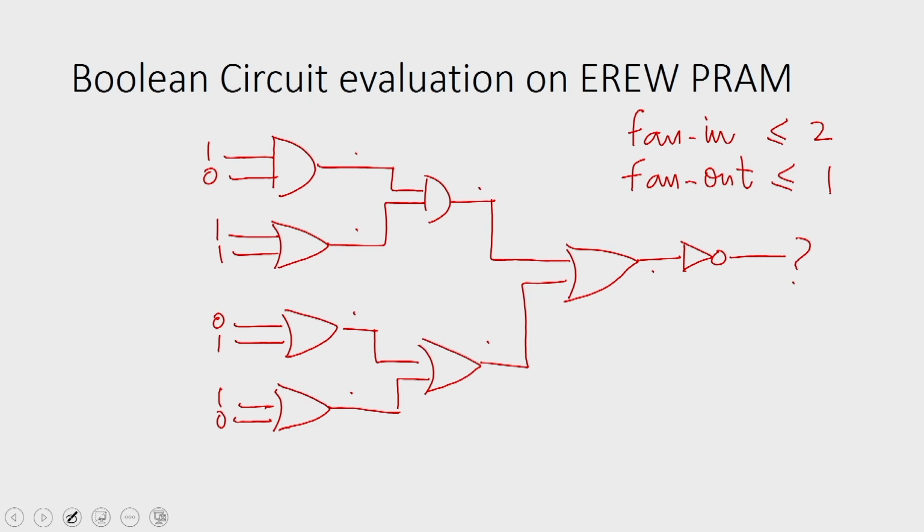That is, an output signal can be used by at most one input of another gate. So, in particular the output is not used at all. So, fan out could be 0 as well. So, let us say we are given a Boolean circuit of this form which is to be evaluated on an ER-EW PRAM. So, for the purpose of the evaluation, let us say we have as many processors as there are gates. So, let us locate one processor on each of the gates.